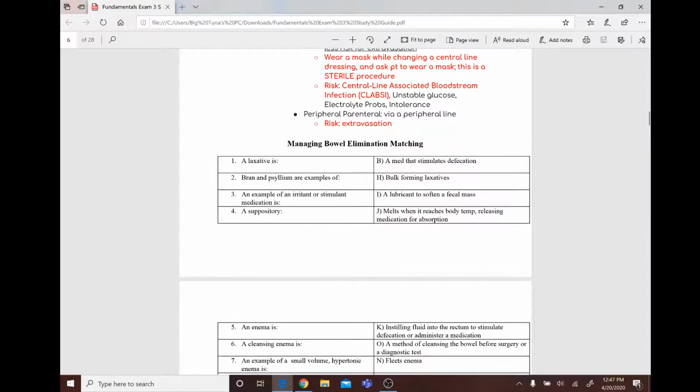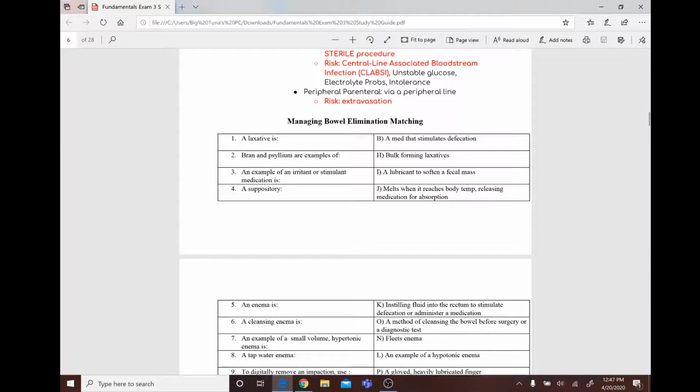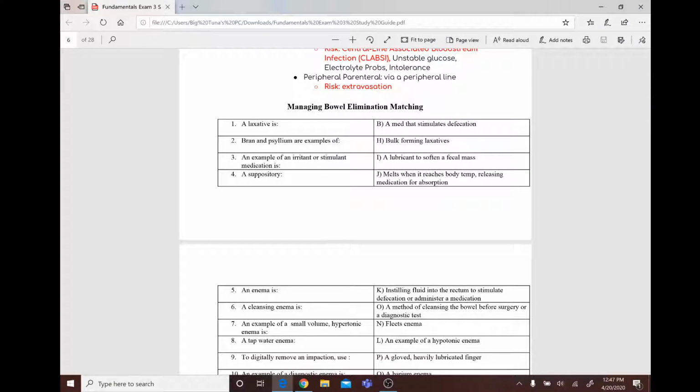What's a laxative? A med that stimulates defecation. Bran and psyllium are examples of what type of laxative? Bulk forming. An example of an irritant or stimulant medication is what? A lubricant to soften the fecal mass. This is a suppository. The med melts when it reaches body temperature, releasing the med for absorption.